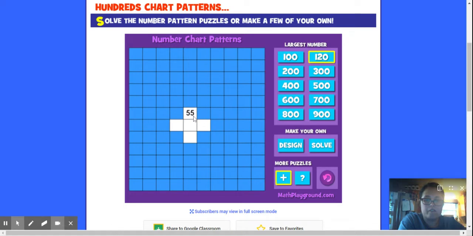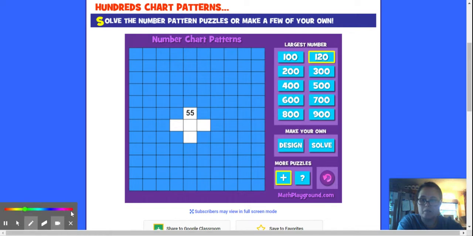If this is 55, what do I know about all of the numbers that are going to be in this column right here? What is going to be the same about every number in this column? Can you close your eyes and visualize the 120 chart that you might have in your classroom at school? Close your eyes for a second. Oh, I'm seeing that chart. Oh, I know there is something about that chart. Every column of that chart has something the same.